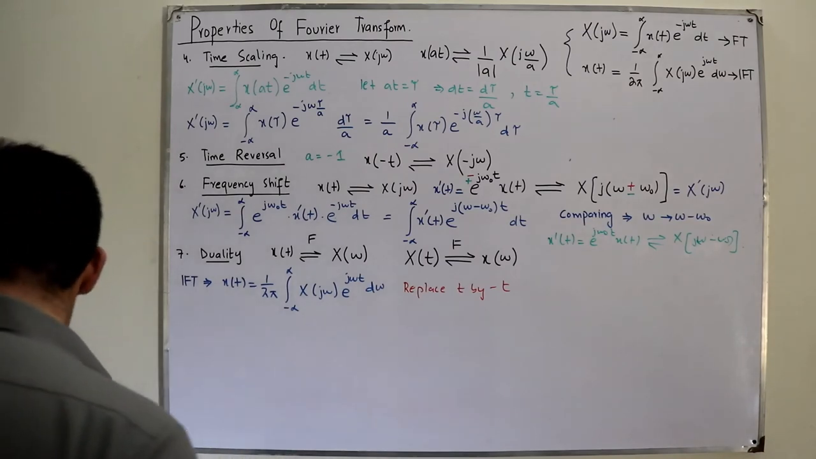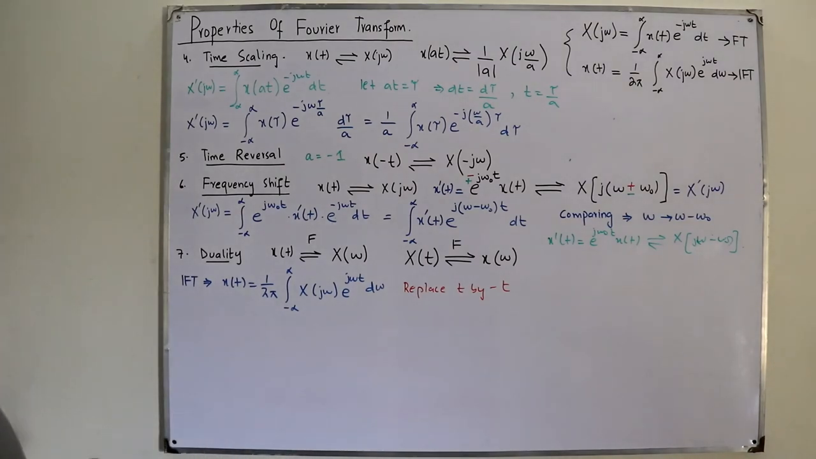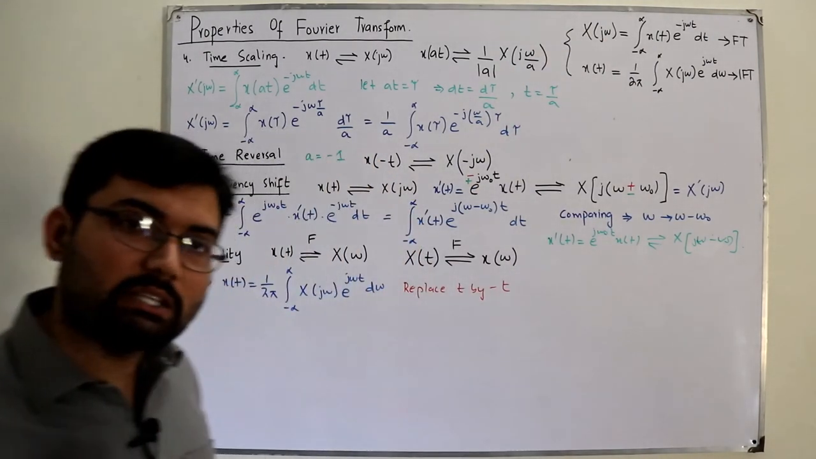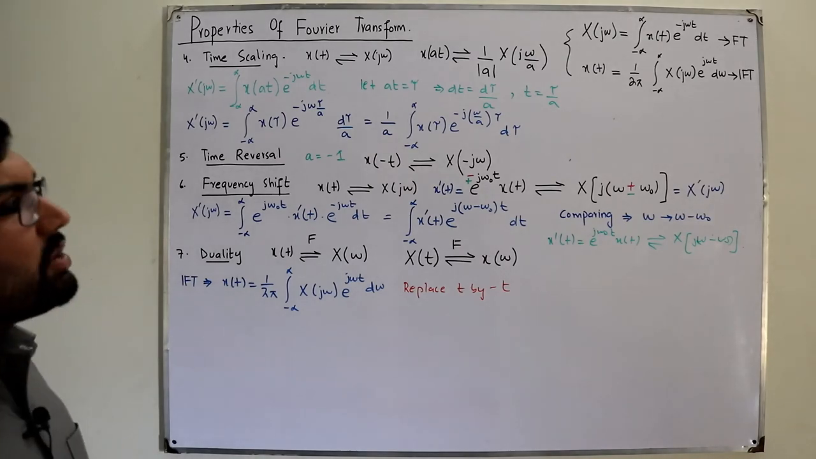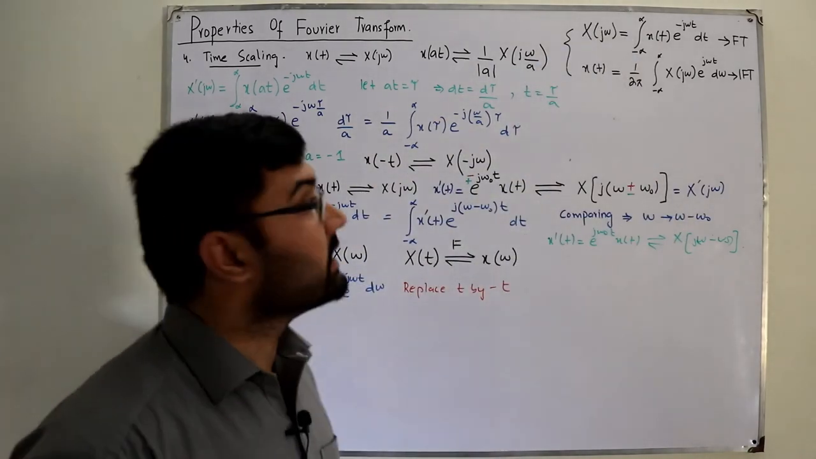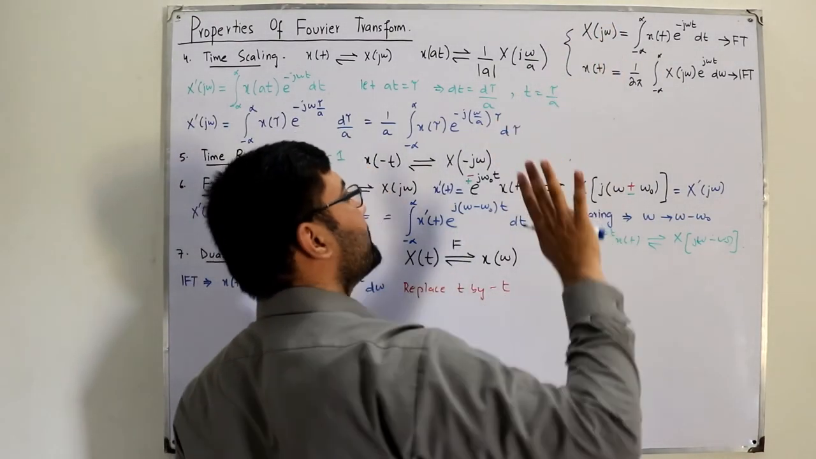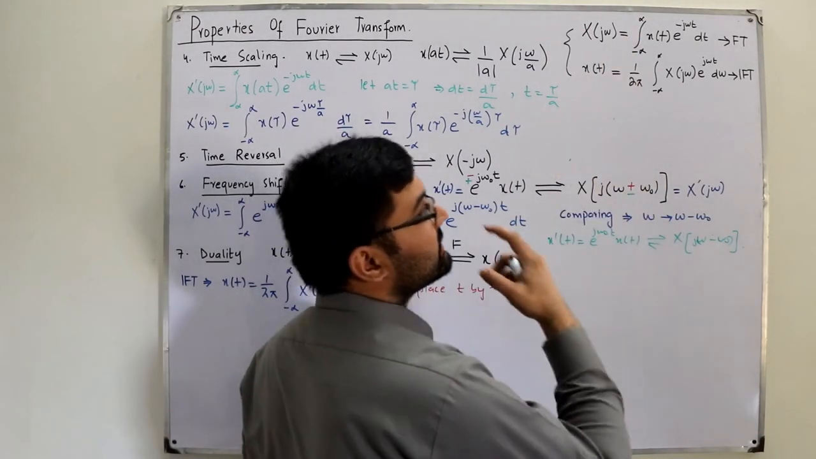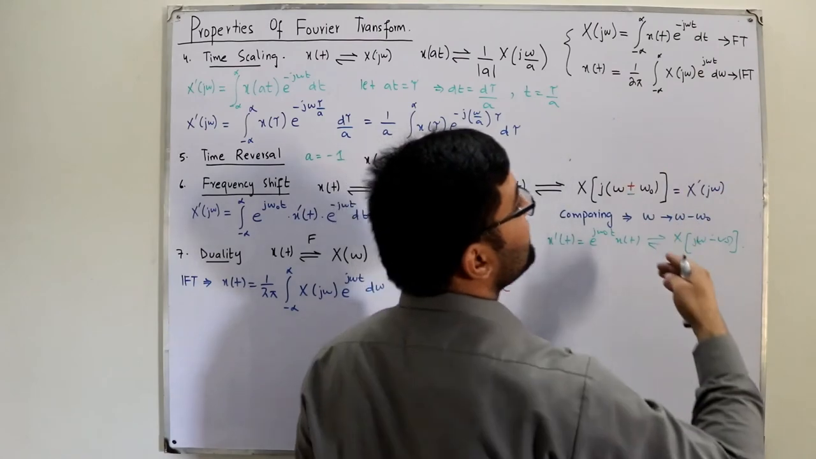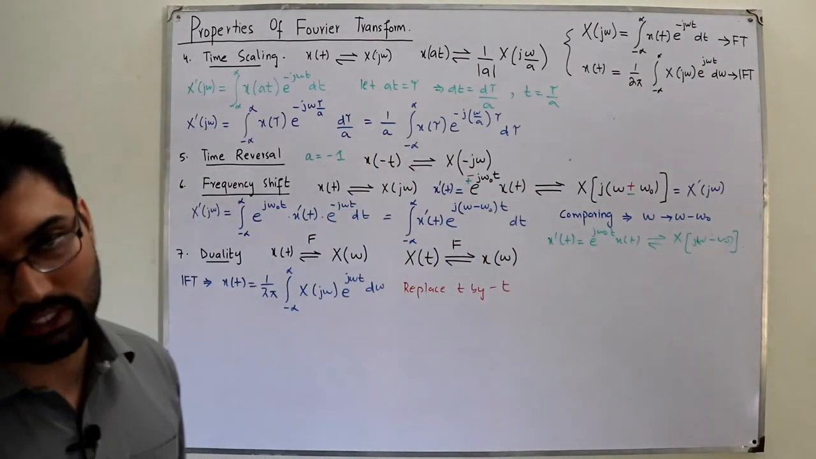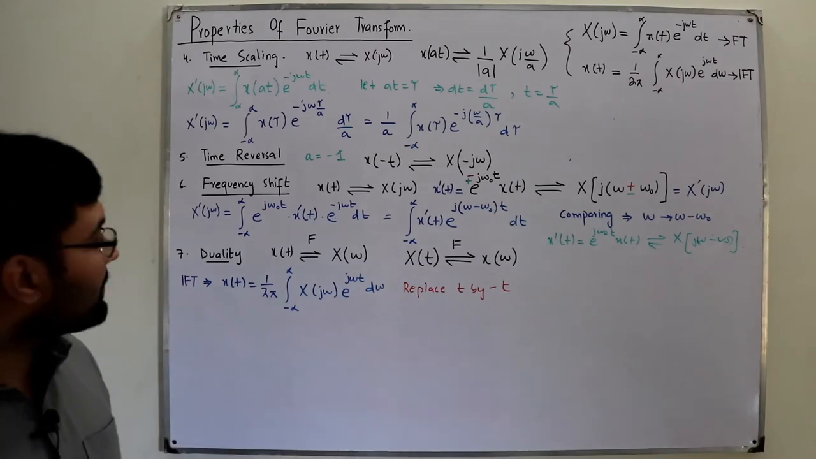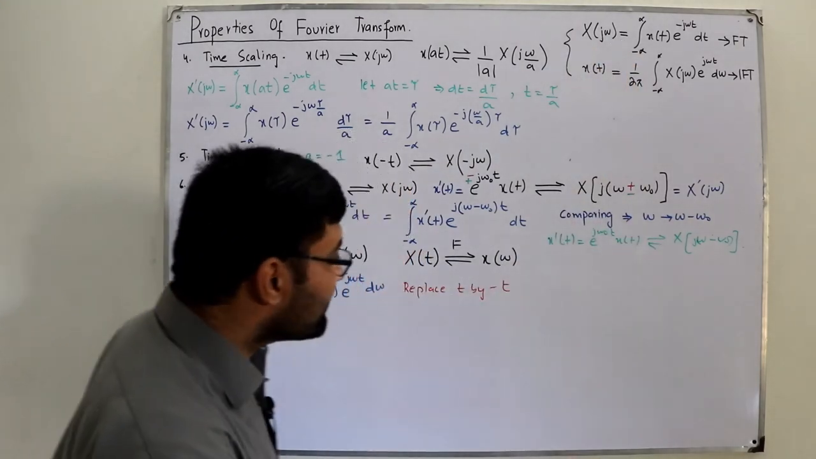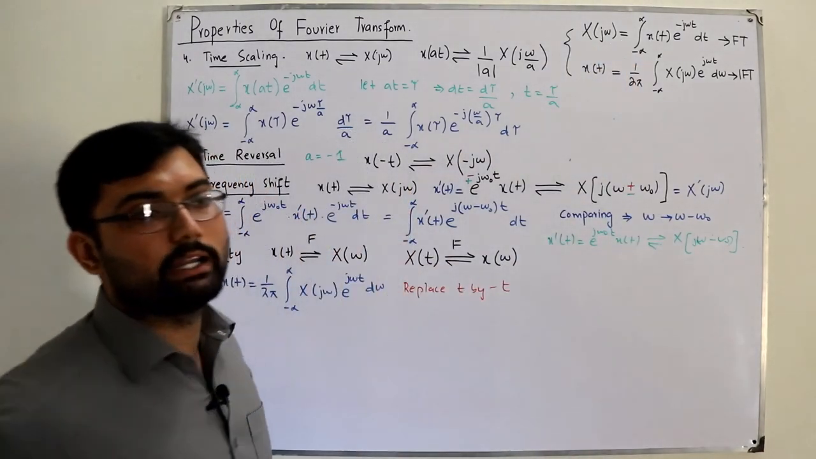Why am I doing this? Because I want to rearrange this x of t to get something as X of j omega. This is my only objective. You can see that these two relations are quite similar to each other. 1 over 2 pi is just a multiplication factor. You have an integration with the same limits, and an exponential function. So I want to represent this x of t relative to X of j omega. So I have replaced in the first step t by minus t.